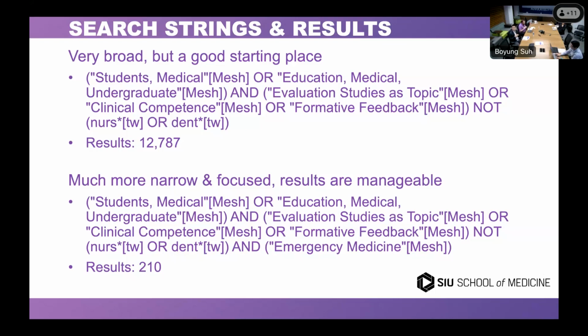Our second arm is evaluation studies or clinical competence. These MeSH terms you see here in the brackets are the Medical Subject Headings, the controlled vocabulary that PubMed uses. And it's arranged in a hierarchy structure. So it's searching a lot of things by using MeSH. So we have evaluation studies, clinical competence, formative feedback. And for this one, I did include nurs* or dental*. The asterisk is used to truncate the word, so I don't have to spell out nurse, nursing students, all that. I can shorten that up quite a bit.